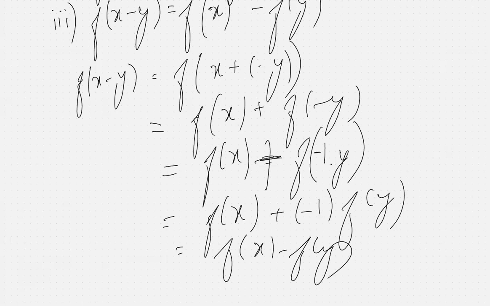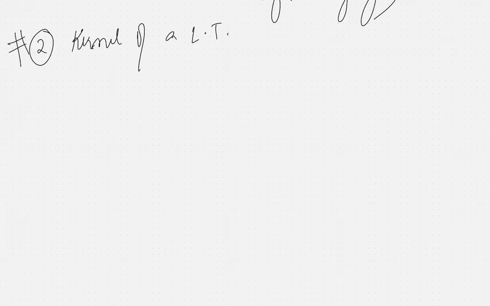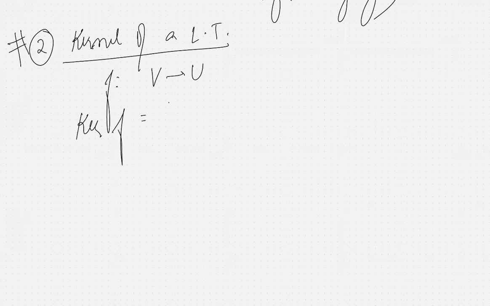Okay, now next important set we will be doing is kernel of a linear transformation and then range. First of all, let's see what is kernel of a linear transformation. We have a linear transformation f from V to U. Kernel of f, kernel of the linear transformation f, will be a set. Set of what? It will be a subset of V first of all.